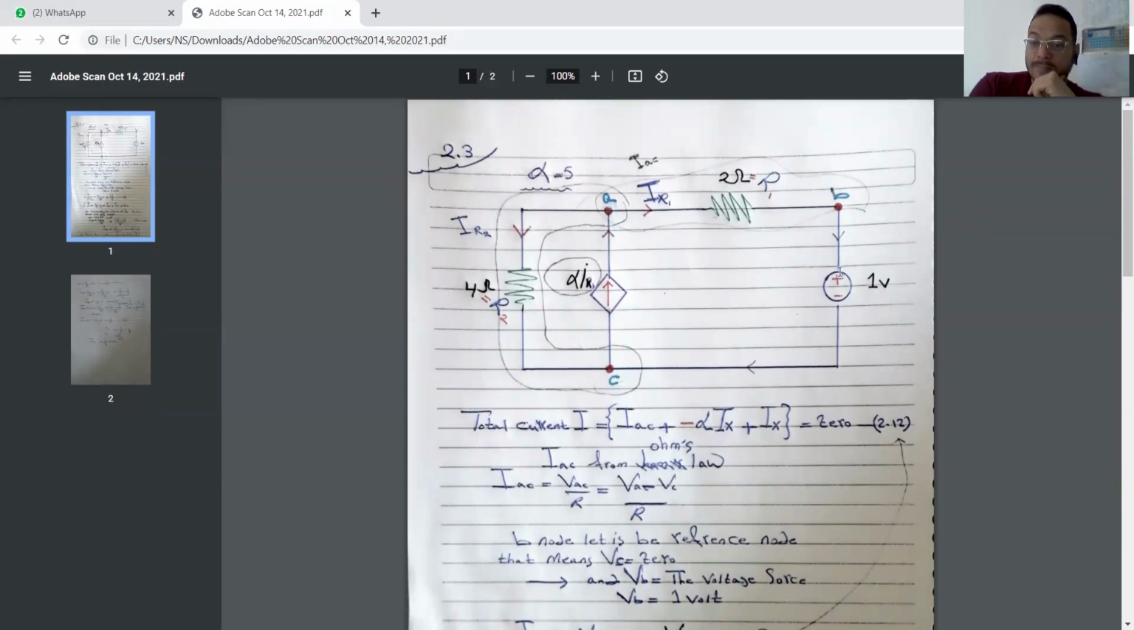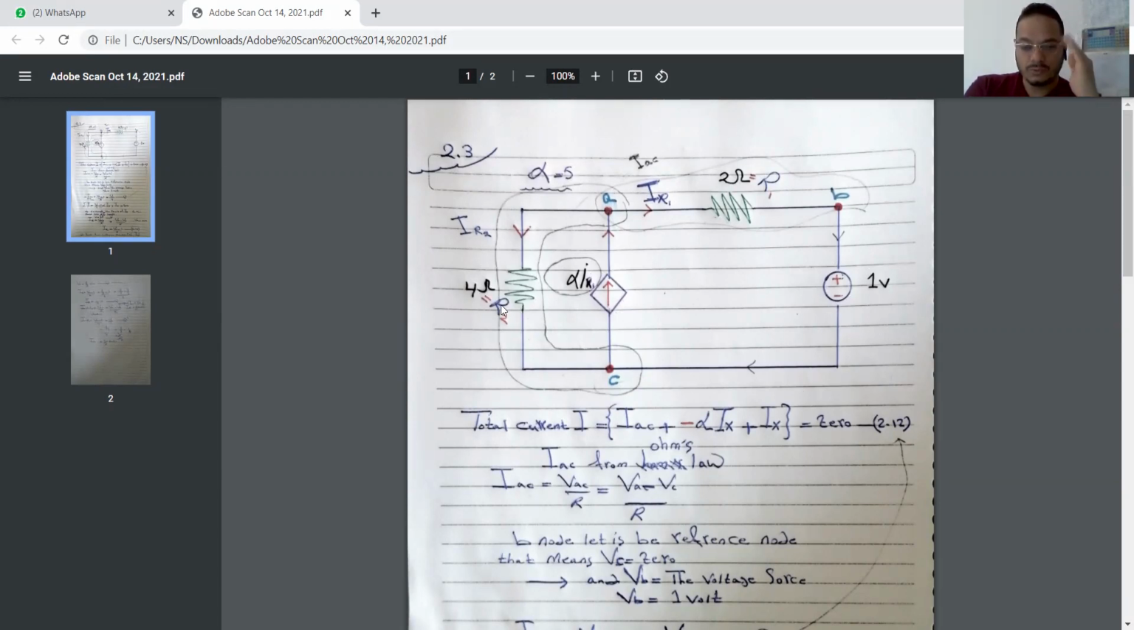Here, the independent voltage source equals 1 volt. The resistance number 1 equals 2 ohm. Here, the independent current source, and the resistance number 2 equals 4 ohm. And here gamma equals 5. All of this information, I take it from the book from the author.